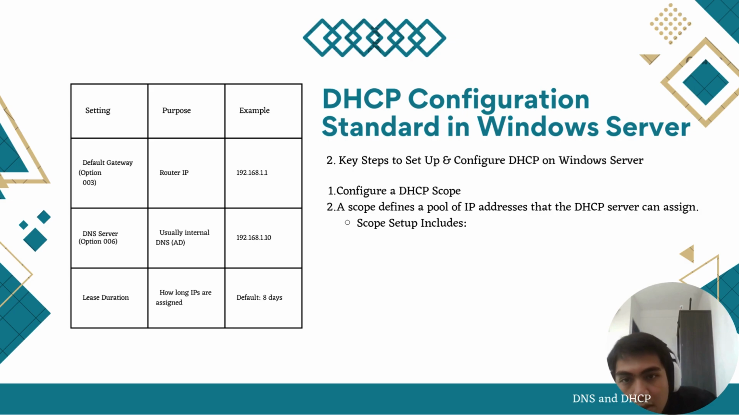Next, key steps to set up and configure DHCP on Windows Server. Setting, purpose, and example. Default gateway, option 003, router IP 192.168.1.1. DNS server, option 006, usually internal DNS AD, 192.168.1.10. Lease duration, how long IPs are assigned, default 8 days.